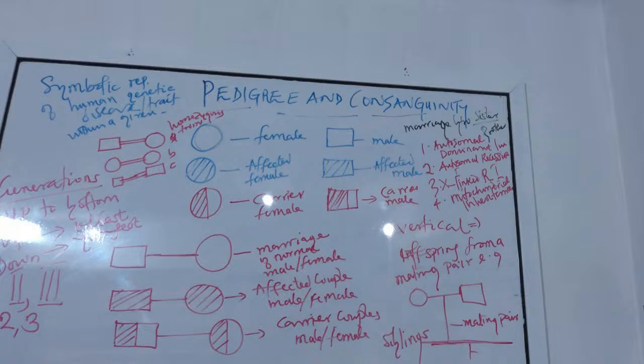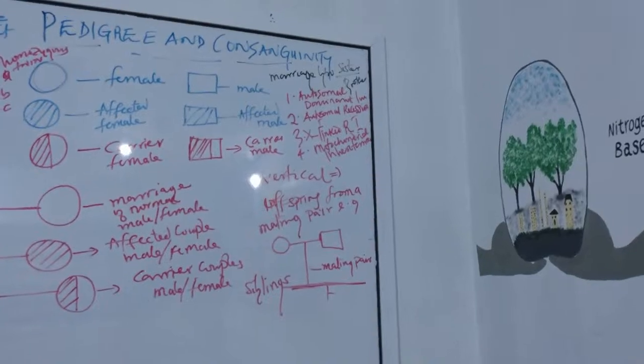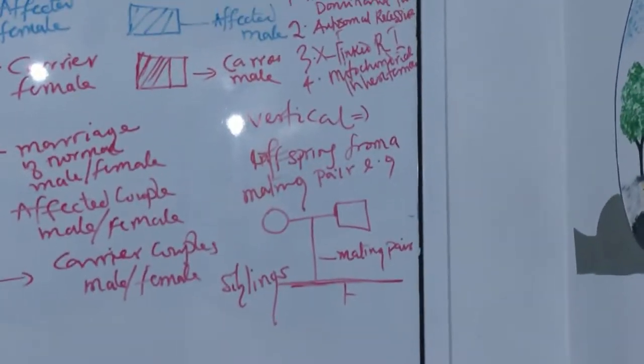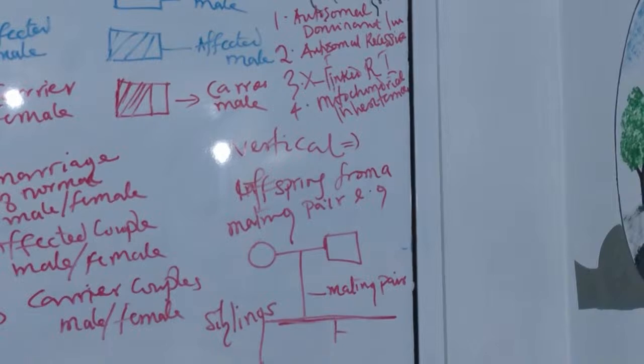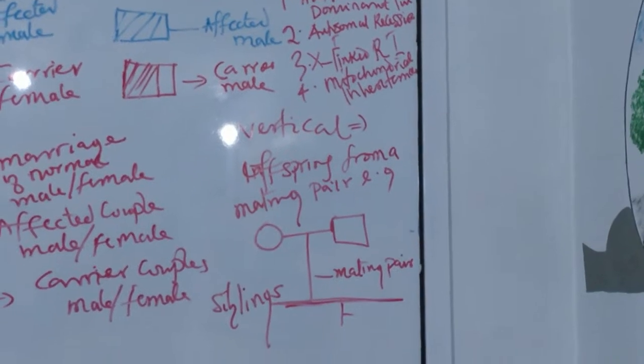And a horizontal line is connecting two partners. Just like I said, marriage between a normal male and a normal female will be connected by a horizontal line. Then a vertical line that is coming from down, just like what you see here, is representing the offspring of the mating pair. Okay, just like what you see here.